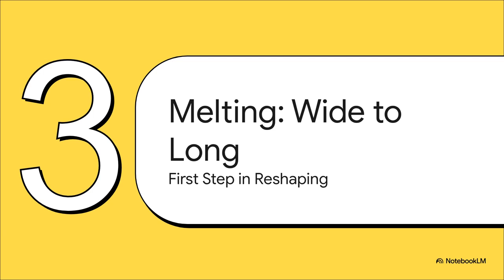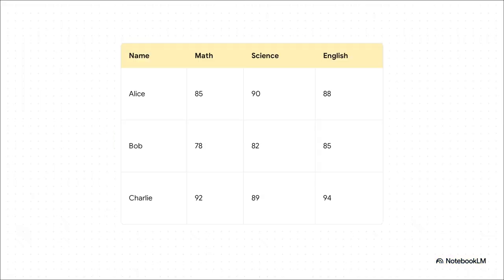All right, let's switch gears a bit. We're moving on from summarizing to something totally different: reshaping. This is where we start talking about melting data from a wide format to a long one. So, check out this table of student scores. This is what we call a wide format. See how each subject, math, science, English, has its own separate column?